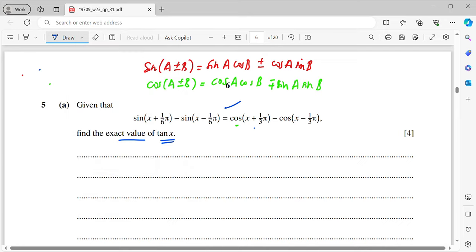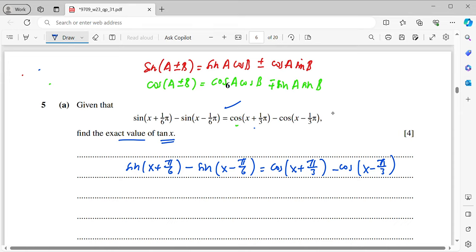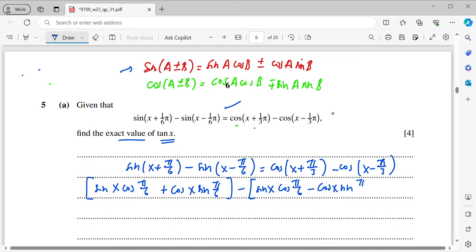Okay, so by applying both formulas, I will be getting sine (x plus pi over 6). Let me rewrite the question first. Then apply the first formula. You will be getting sine x cos pi over 6 plus cos x sine pi over 6. Then minus sine (x minus pi over 6). When you apply the same formula, but now taking the minus sign, you will be getting sine x cos pi over 6 minus cos x sine pi over 6.